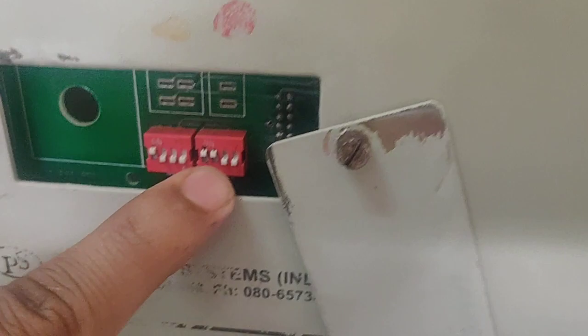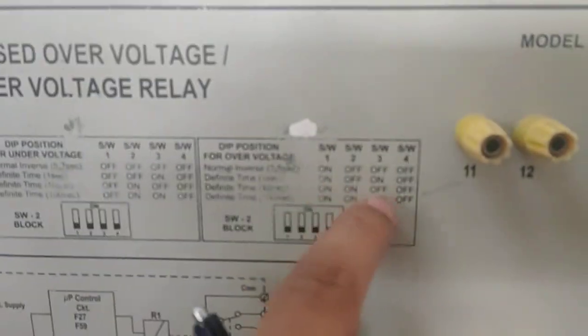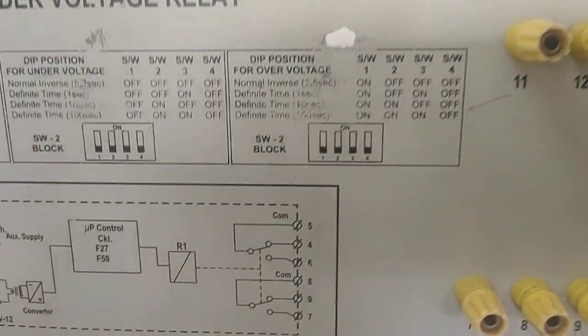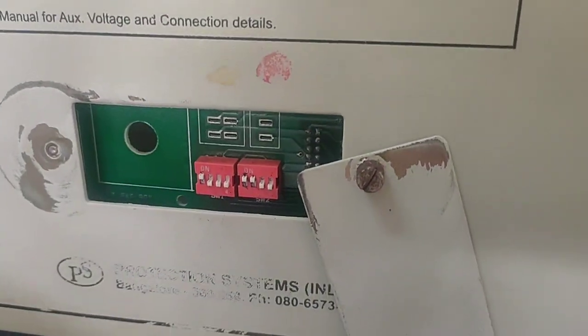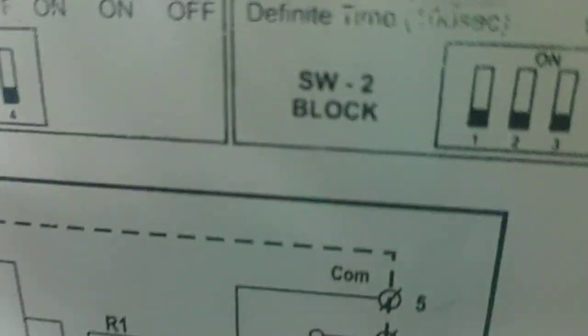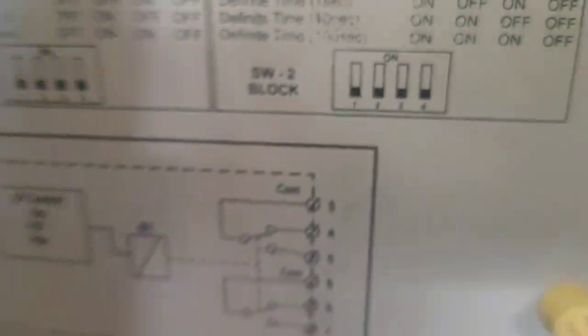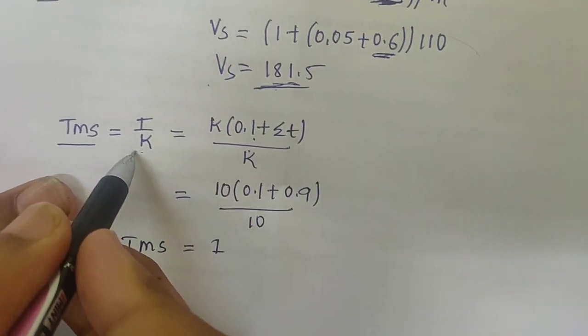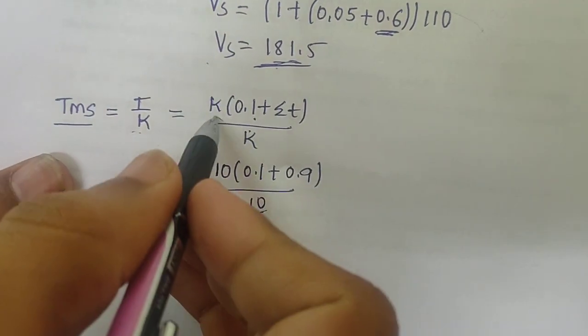Switch 2 corresponds to this, and the condition here is on, off. So I have set it to on, off. This is definite time 10 second set. The bracket value is K, so in T by K, the K value is 10.